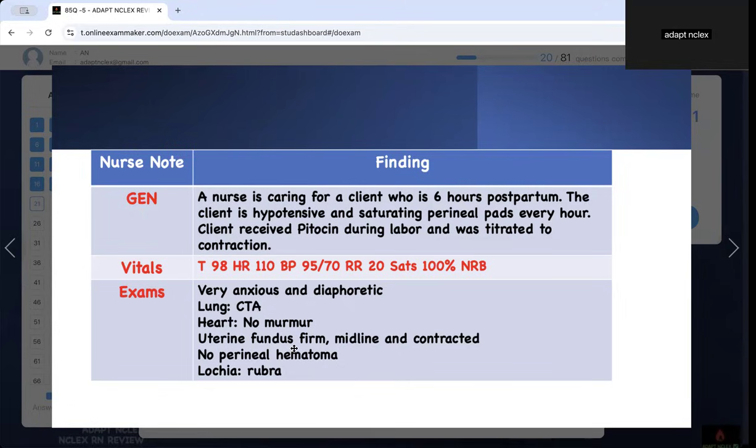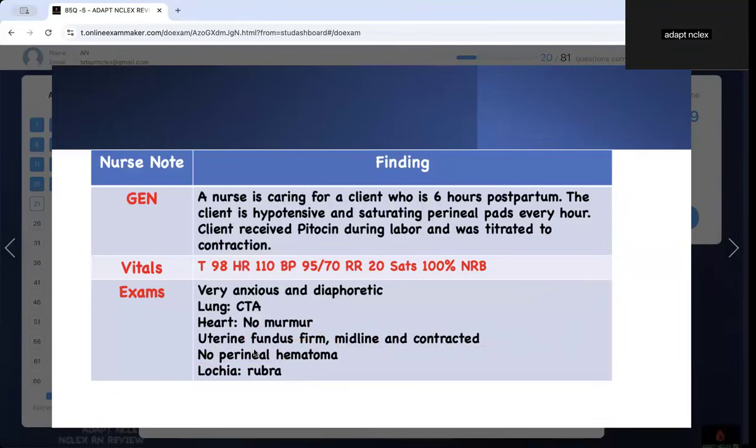Uterus, what is the problem? Is firm, midline, and contracted. That is key. Firm, midline, and contracted. That means the uterus is not boggy. You look into the perineum, there is no hematoma. Lochia is rubra. What do you think is going on, guys?